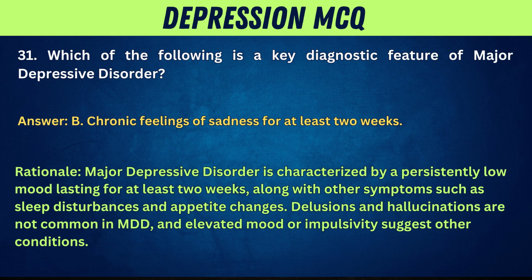Rationale: Major depressive disorder is characterized by a persistently low mood lasting for at least 2 weeks, along with other symptoms such as sleep disturbances and appetite changes. Delusions and hallucinations are not common in MDD, and elevated mood or impulsivity suggest other conditions.